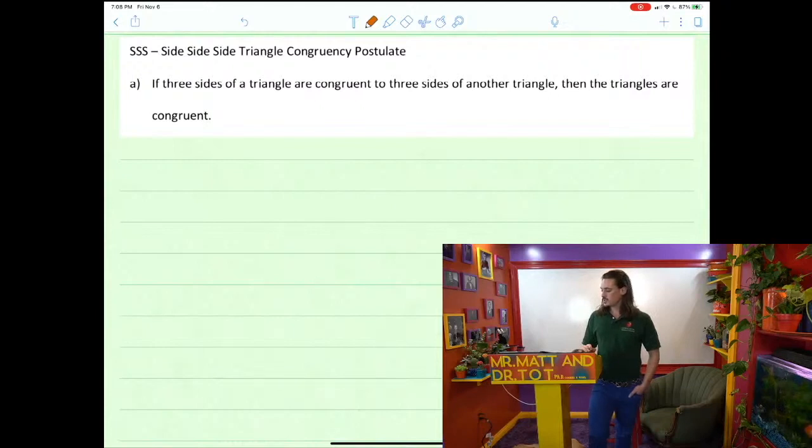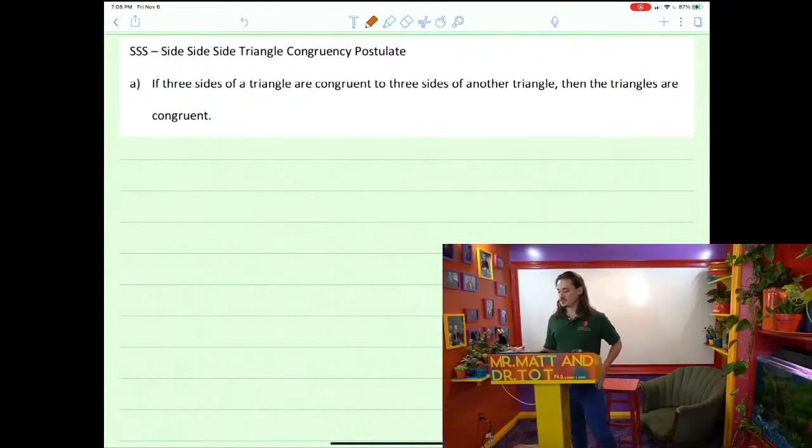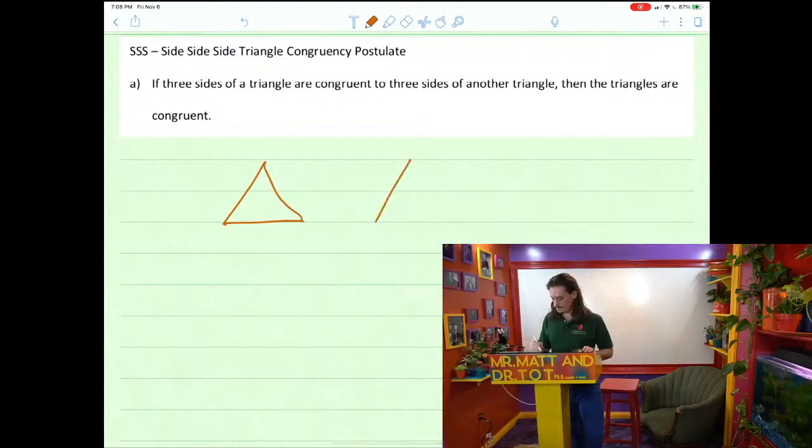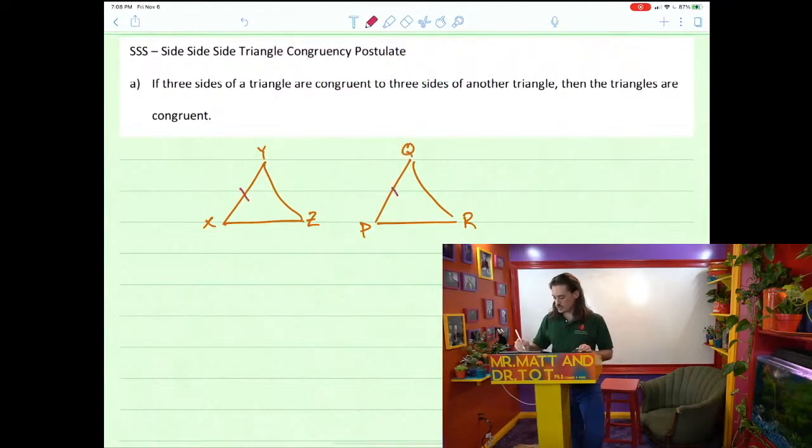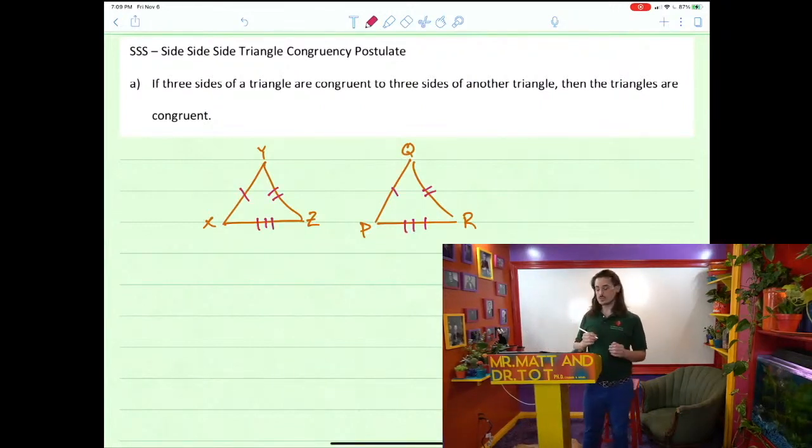The last postulate that I want to talk about is side, side, side. So if three side lengths of a triangle are congruent to three side lengths of another triangle, then we know that the triangles are congruent to each other. Obviously if I gave you congruency marks, they would clearly say that those lines are congruent. You just again need to make sure that they're in the same order. So this would show congruency because they're all in the same order and they correspond to each other.